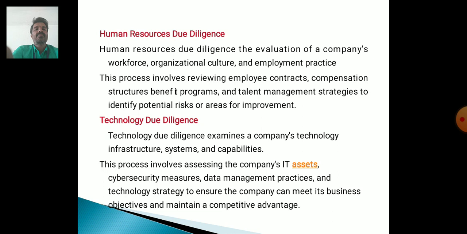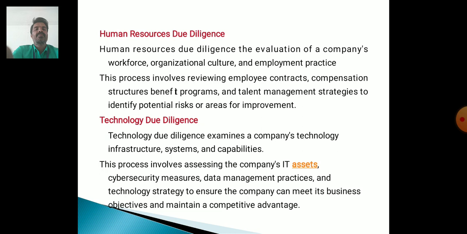Next one, human resources due diligence. Human resources due diligence is the evaluation of a company's workforce, organizational culture, and employment practices. This process involves reviewing employee contracts, compensation structure, benefits programs, and talent management strengths to identify potential risks or areas for improvement.